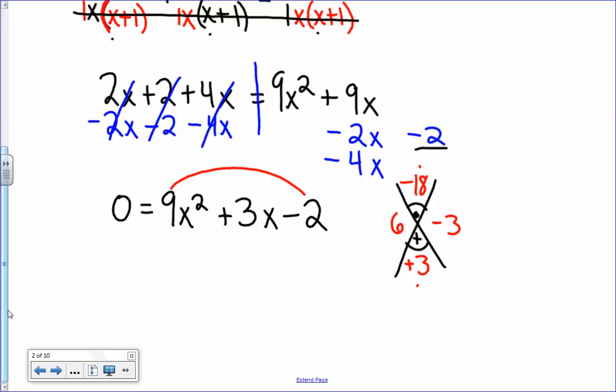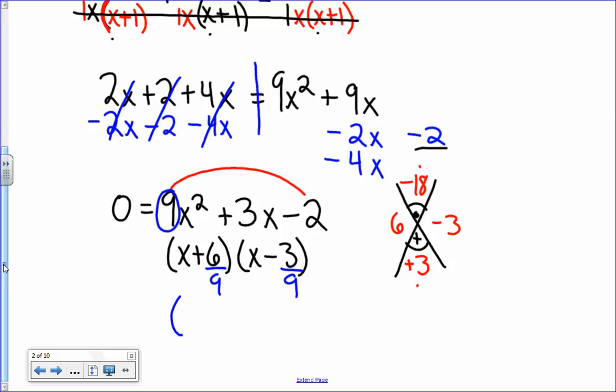So when I come back over here to write those factors, I would have x plus 6 times x minus 3. But this is one of those situations where my a value is something other than 1. So I have to take both of these factors and divide them by a. Okay? 6 divided by 9 is 2/3. So I've got x plus 2/3. 3 divided by 9 is 1/3. So I've got x minus 1/3.